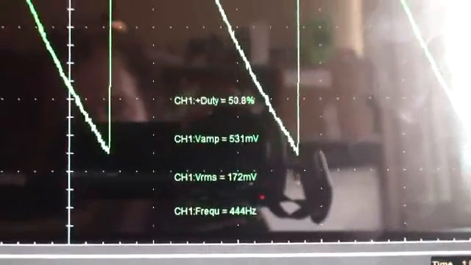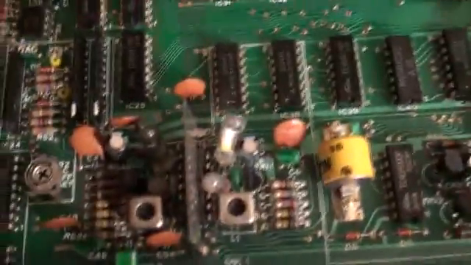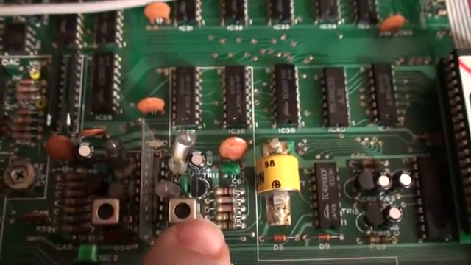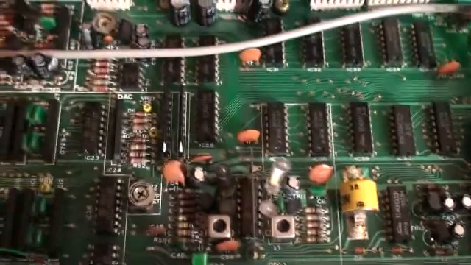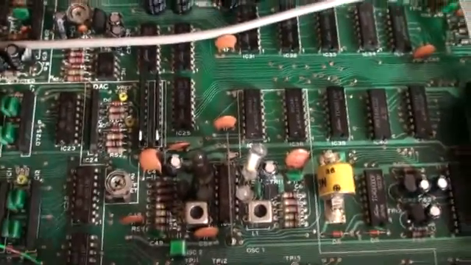Oscillator 2 is out of tune. So we go down in here and we have some tuners. This is for oscillator 1 and this is oscillator 2. And I'm going to just bring oscillator 2 into tune using a screwdriver and some careful calibration. I'll be right back.